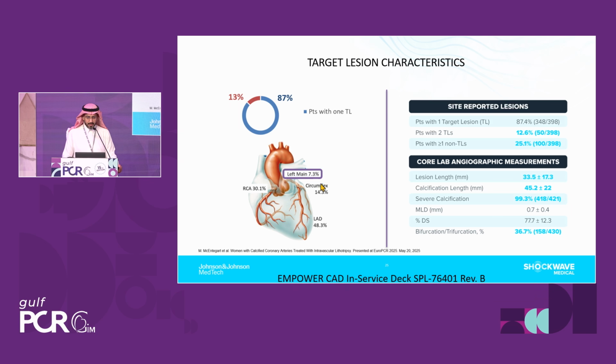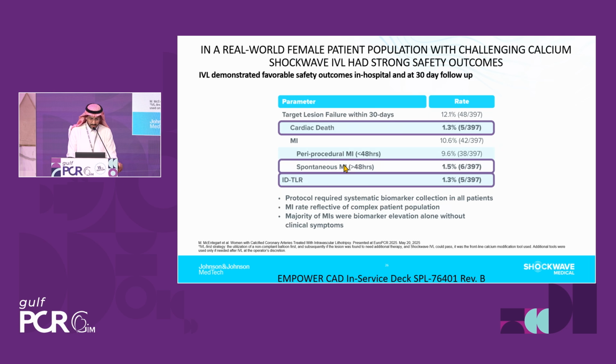Again, the target lesion characteristics. As you can appreciate from looking at the core lab data, these are the kind of cases that are difficult to treat. One-third of them are bifurcational, with severe calcification, of course, in most of the cases. And you can appreciate good coverage of all kinds of vessels, circumflex, LAD, and RCA, as well as the left main in 7% of the cases.